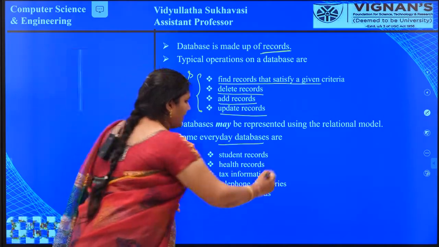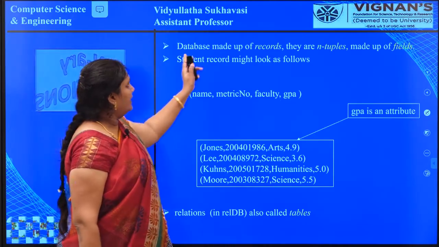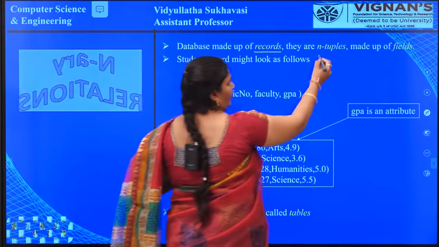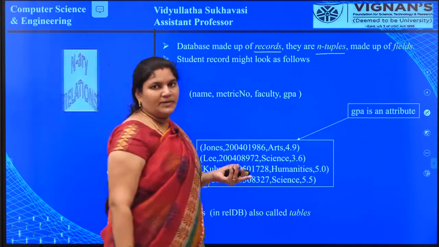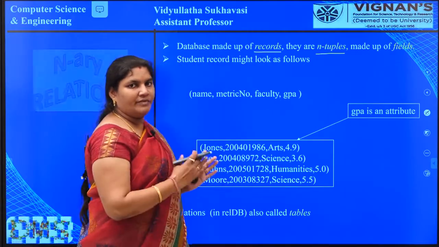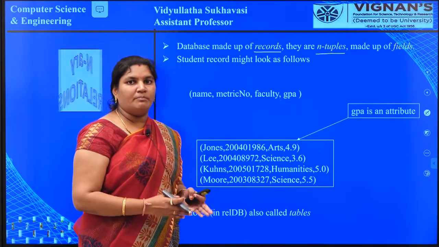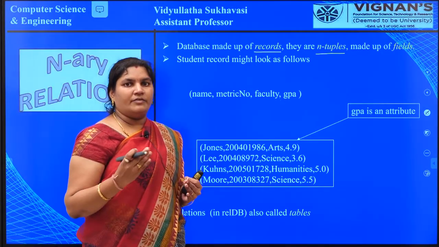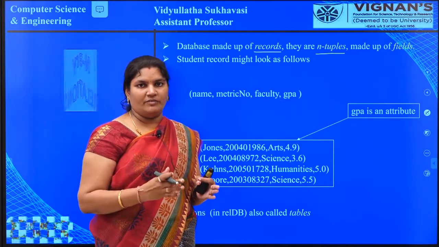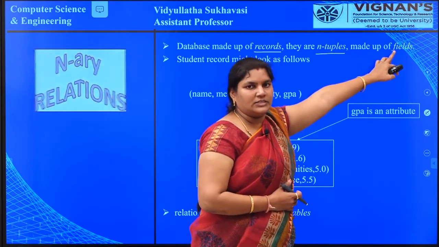These are the applications we have for databases. In a database we can update the records, which consist of n-tuples. Tuples are nothing but records made up of fields. For a student we will have a name, a roll number, a branch, and marks of that particular student. The entire details will be stored in one database. That's why we say it consists of fields.